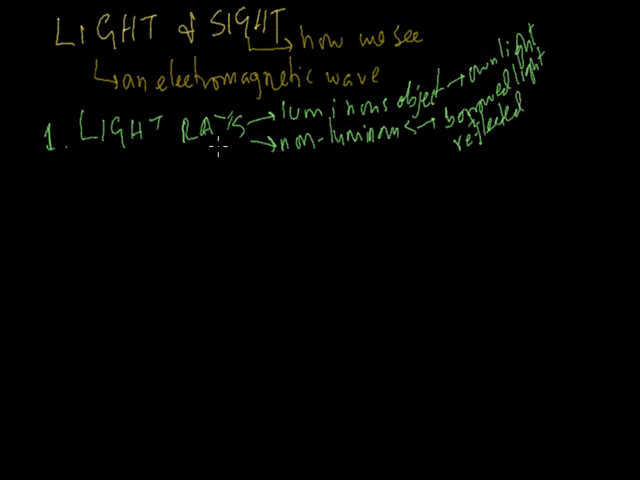Now a ray is like this. This is a ray of light, but when we have many rays packed together, we call it a beam of light. So that's how it works. And when you see that light is blocked, we call it a shadow. A shadow is absence of light.